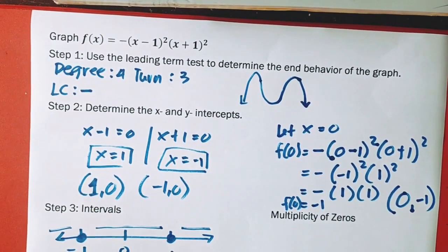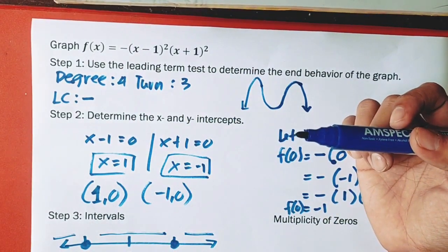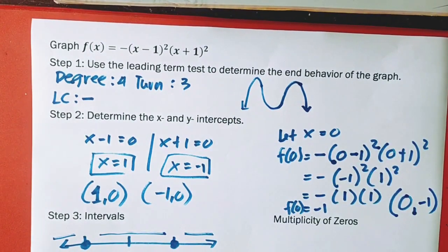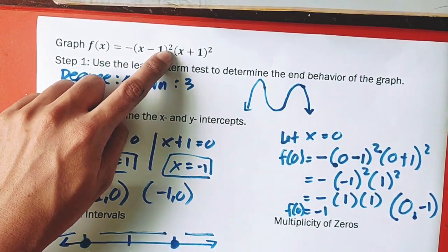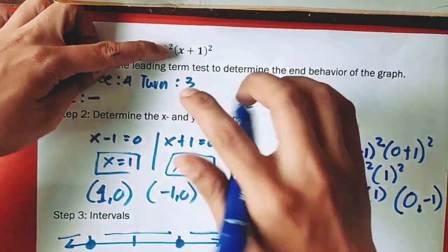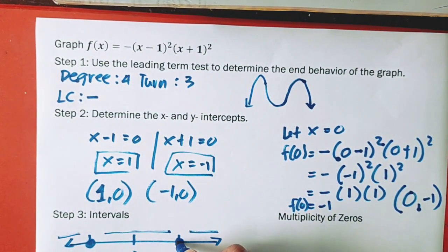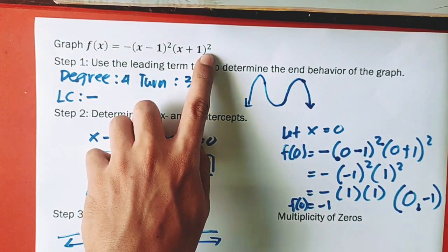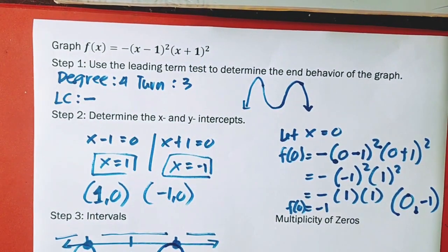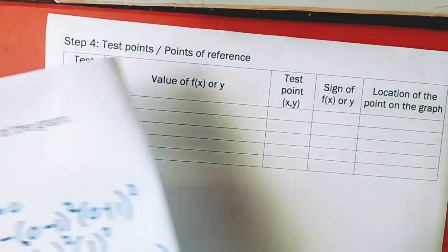Now the multiplicity. We have the factor x plus 1, with an exponent of 2, and x minus 1, whose exponent is 2, so it touches the x-axis, and the leading coefficient is negative, so it goes down. So here at 1, it also touches the x-axis, so it looks like this.